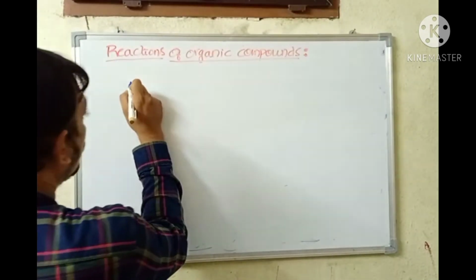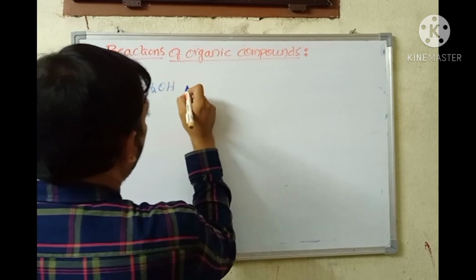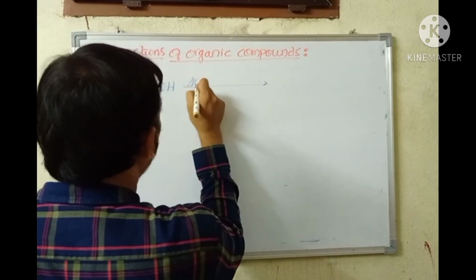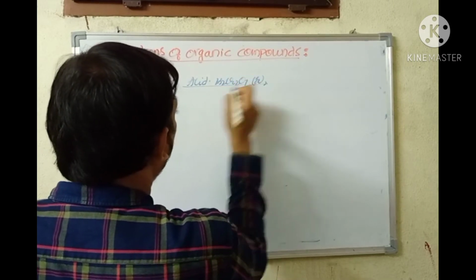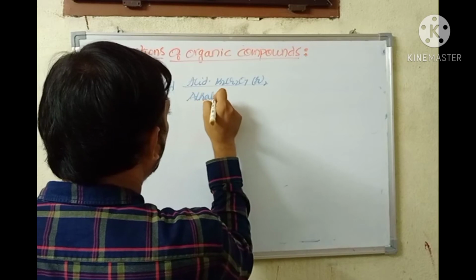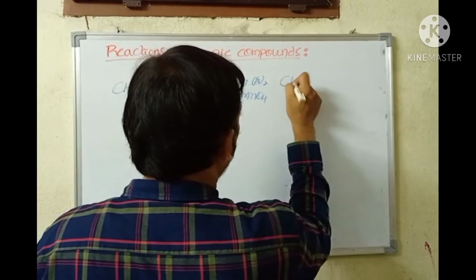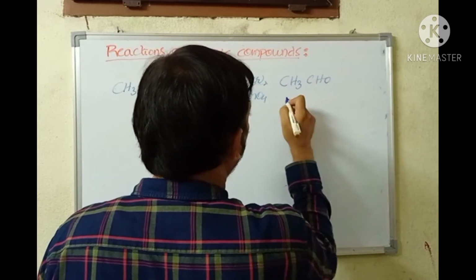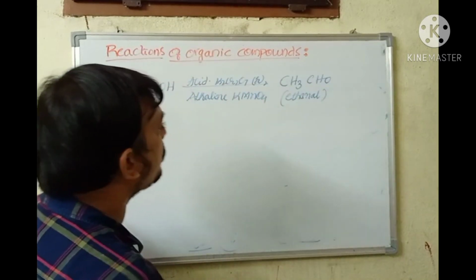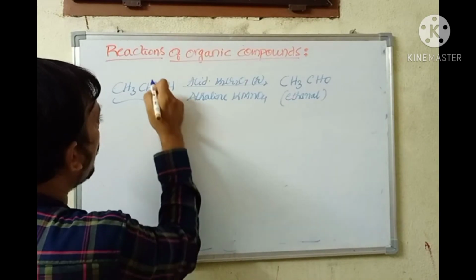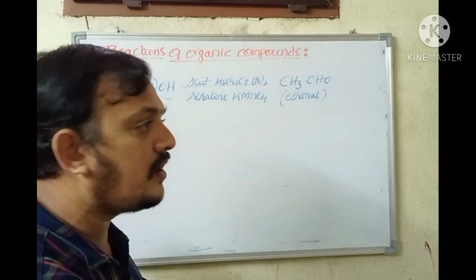So see, CH3CH2OH on treating with acidified K2Cr2O7 or alkaline KMnO4, first gets oxidized to CH3CHO, which is nothing but ethanal. This can be referred to as oxidation. Why? Because by removal of hydrogen from ethyl alcohol, it is getting converted to ethanal.